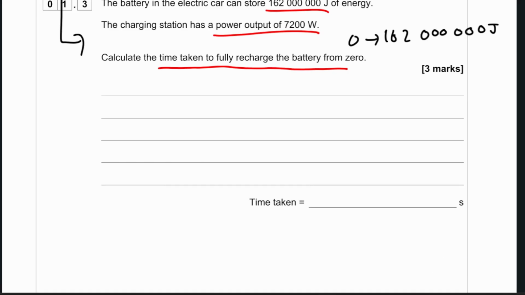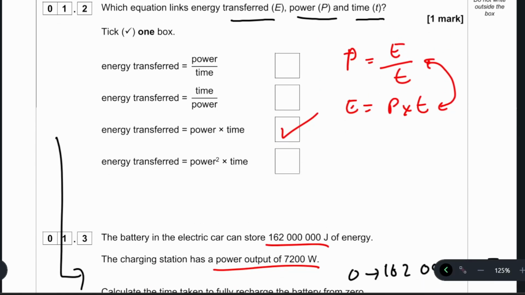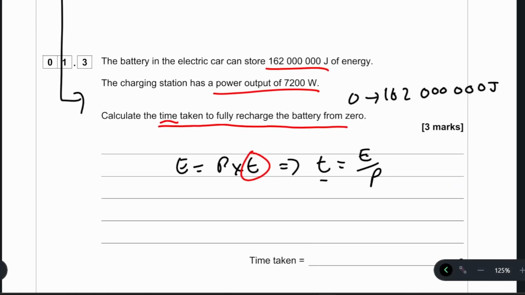So we can use our equation, which we selected previously. The energy transferred is equal to the power multiplied by the time. What you'll notice though is that this time we're asked to find the time taken. So the time taken is on this side. We want to get that on its own, so we need to rearrange the equation. The time taken is equal to the energy transferred over the power. Again, it doesn't matter what form we first knew our equation in, as long as you can rearrange for whatever quantity we need. This time we need the time, so rearrange for the time.